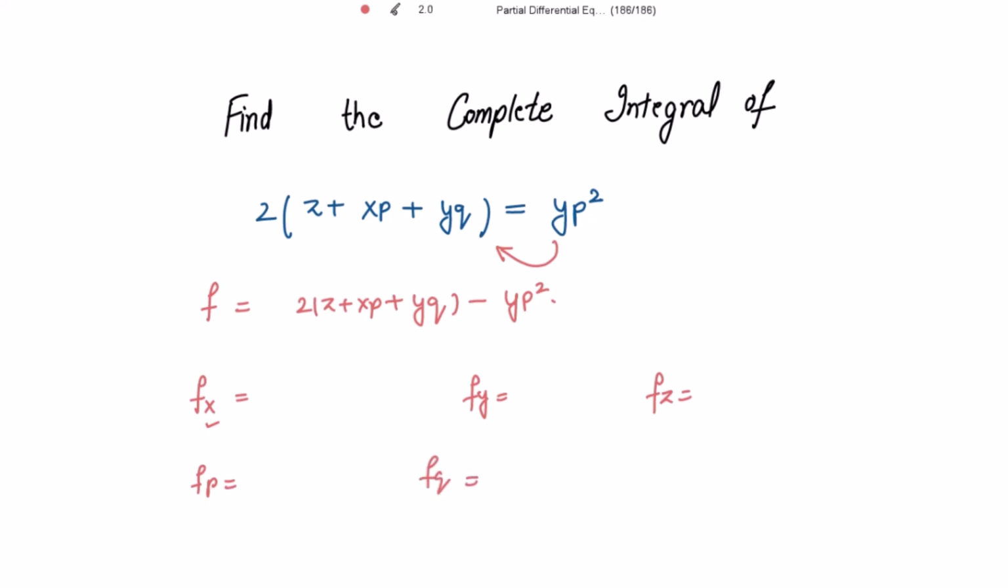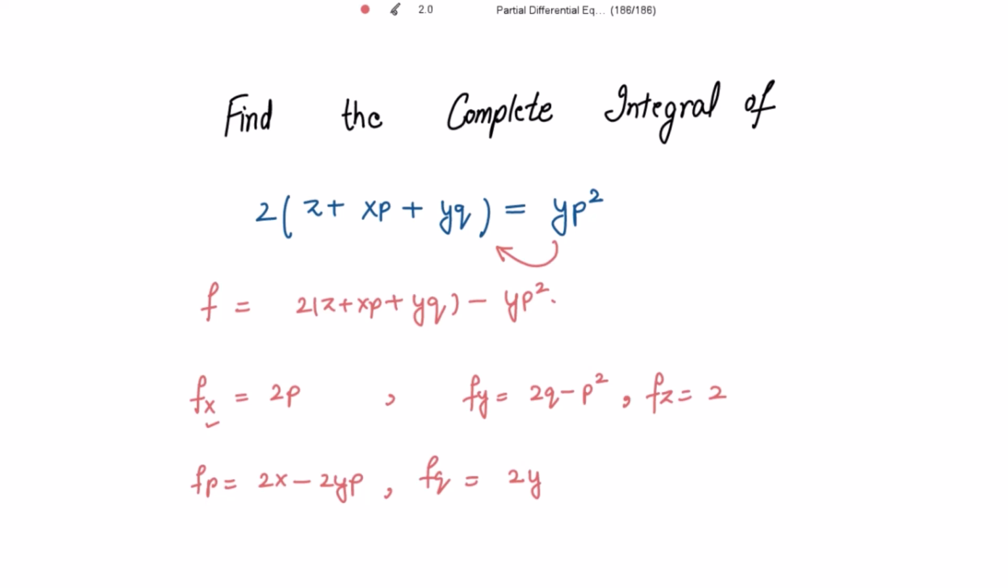So what is fx? It is 2p. And then what is fy? It is 2q minus p squared. And fz is equal to 2, and fp is 2x minus 2yp. And fq is equal to 2y. That's it. Very carefully find these derivatives.